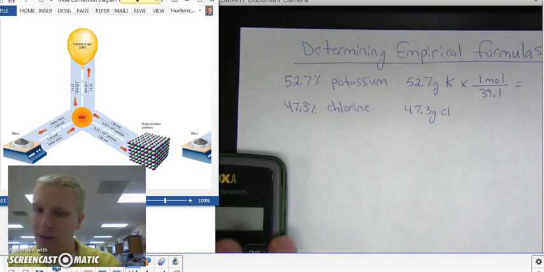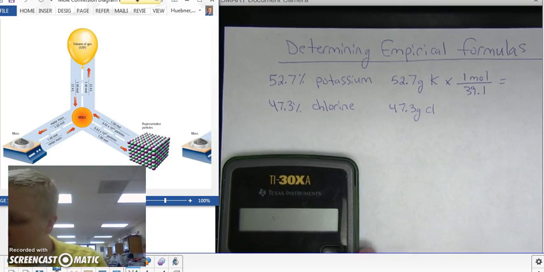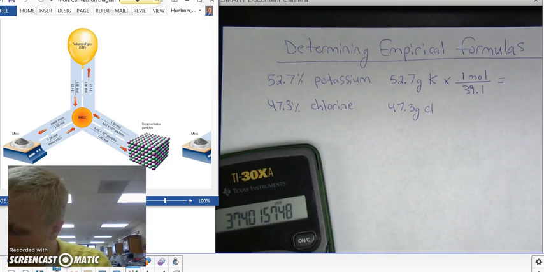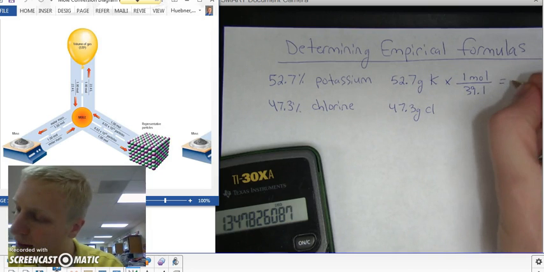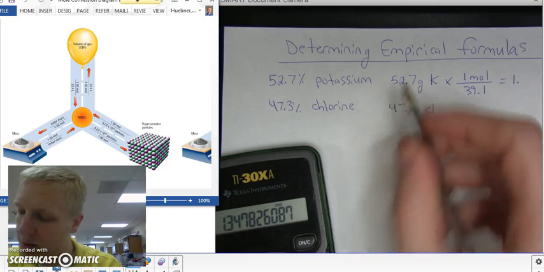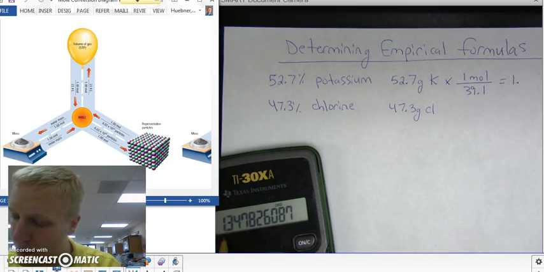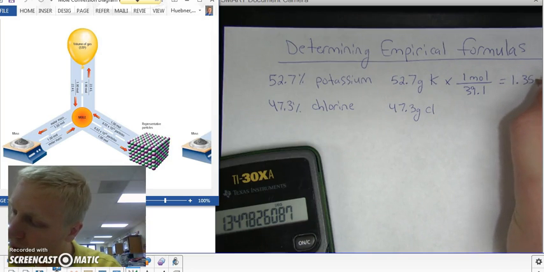Alright, so I think I have my calculator. Every chemistry student should have their calculator. Take 52.7 times 1 divided by 39.1. Gives me 1.35. I'm going to round it to 3 sig figs because that's how many sig figs I started with. So it's 1.35, 7 rounds up to a 5. And that's moles of potassium.